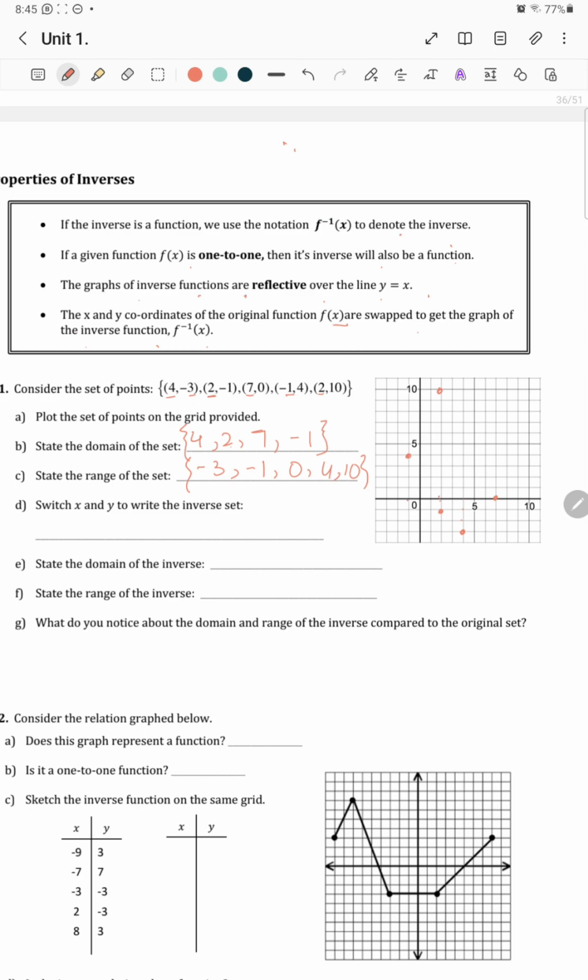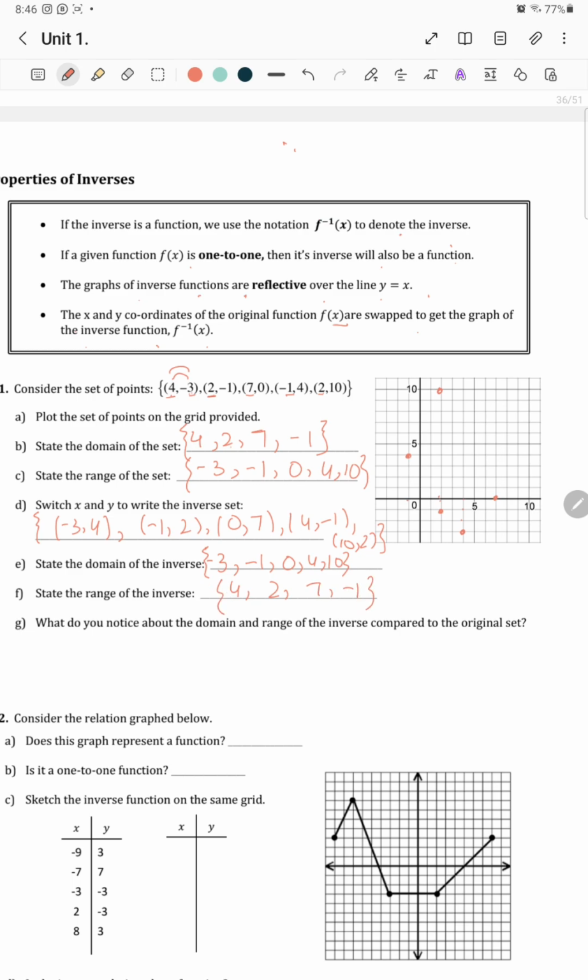Switch x and y to write the inverse set. So let's write the inverse set. If it is (4, -3), switch like this: (-3, 4), (-1, 2), (0, 7), (4, -1), (10, 2). State the domain of the inverse function. Now the domain would be minus 3, minus 1, 0, 4, 10. And the range would be 4, 2, 7, minus 1.